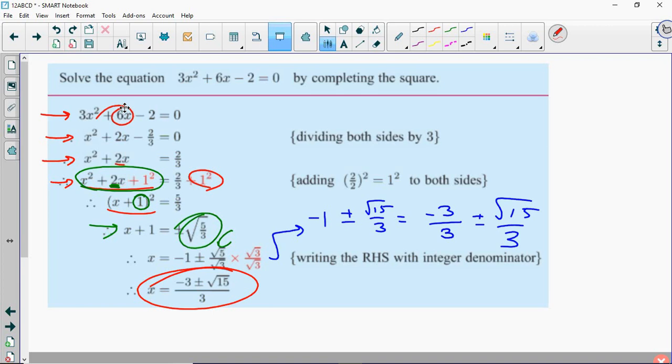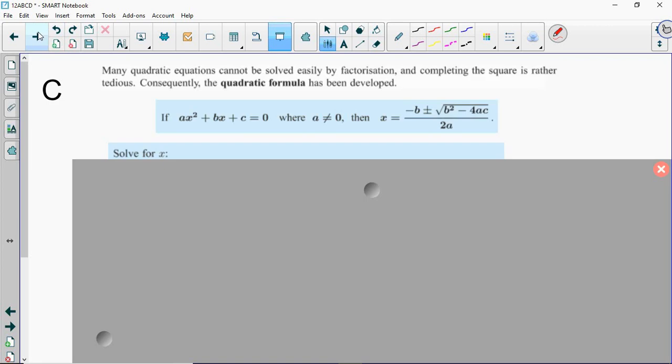But if you do have an even b value, I should say an even b value after dividing by the a term. So we should be looking at that 2, not the 6 above. Sorry. But if you do have an even b value once you have 1x squared, then completing the square is really not that hard and doesn't take that much time to do. Anyway, that being said, let's look now at the quadratic formula.